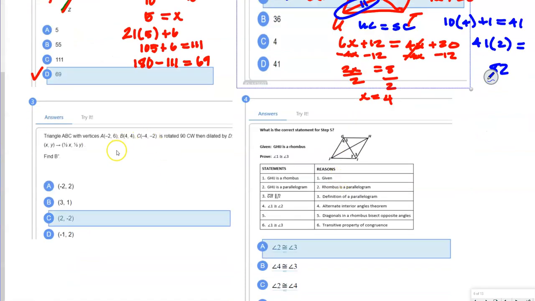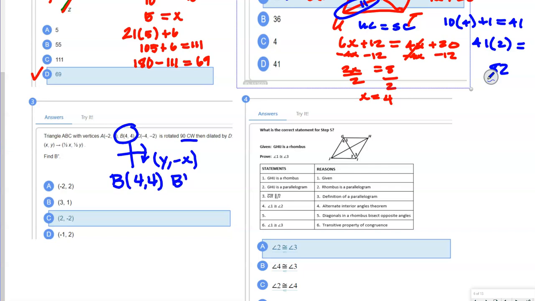All right, the next one says triangle ABC with vertices A, B, and C is rotated 90 degrees clockwise and then dilated by 1/2 x, 1/2 y. So a 90 degree clockwise rotation, that means we're going what? From this first quadrant down to here. So that rule is going to be (y, -x), right? Okay. So we're going to apply that rule first, and it's only asking us for point B. So we're going to pull this point B right here. So B is (4, 4). Then we're going to apply this rule to get B prime.